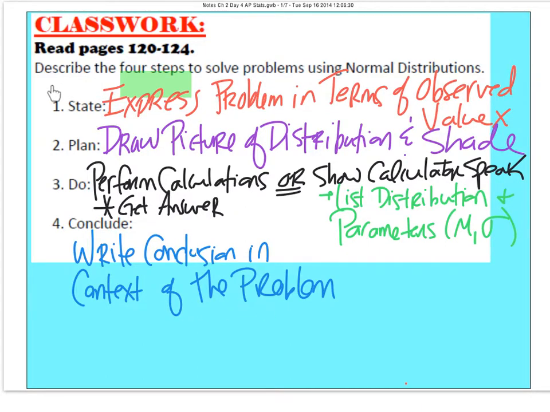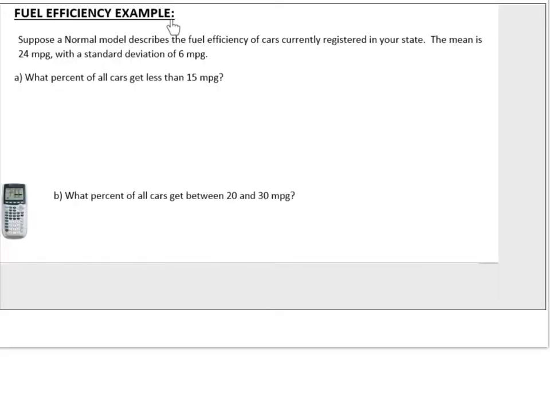Do keep in mind the state, plan, do, and conclude process is very similar when we hit the other chapters, but some things might adjust. For example, in the plan, we're not going to be drawing the pictures of the distributions. It might be a different question. So we'll talk about that as we get to it in more detail. Now let's just look at this one example.